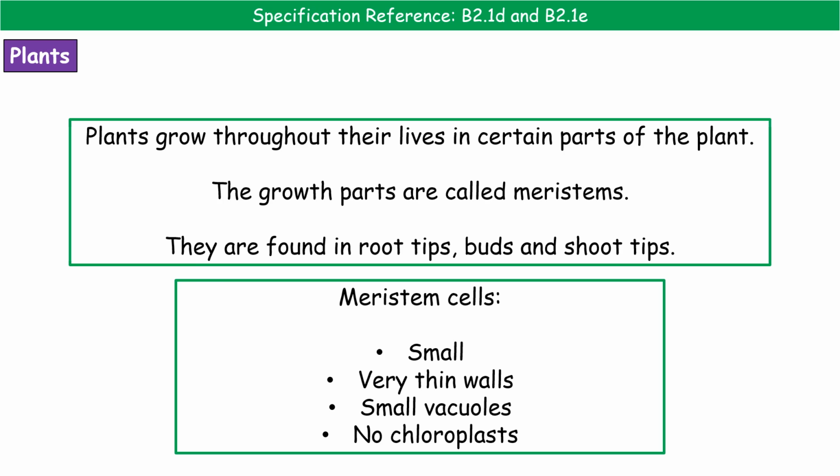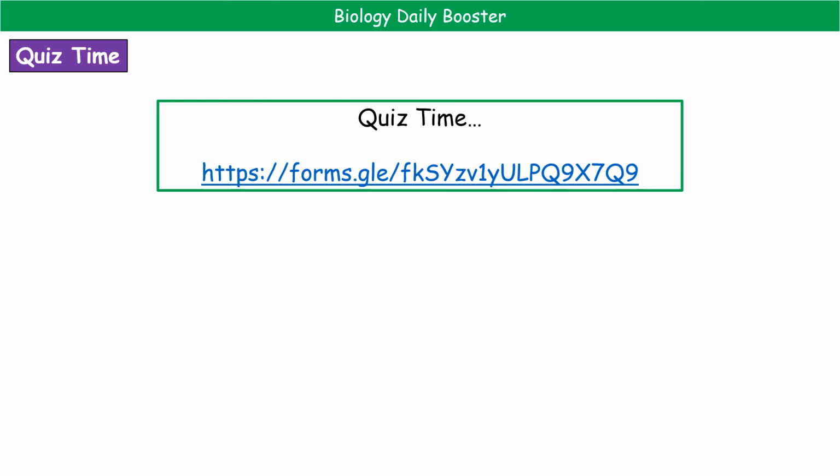And the key thing about our meristem cells, they're small, they've got very thin walls, they've got small vacuoles and no chloroplasts. In all honesty, that last box, I can't recall ever having seen a question on it, but they do like to ask you what the stem cells in plants are called, and it is meristem that they are looking for there.